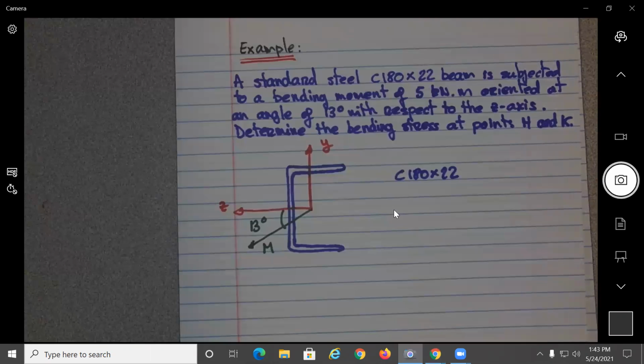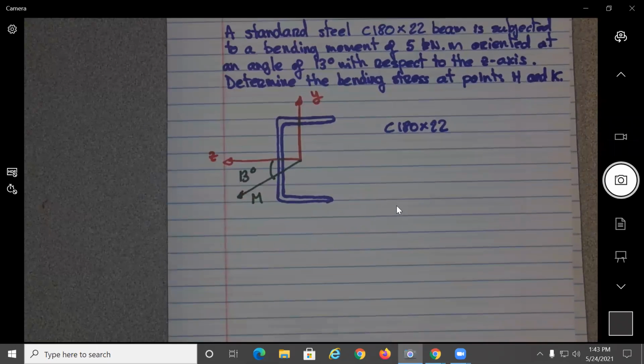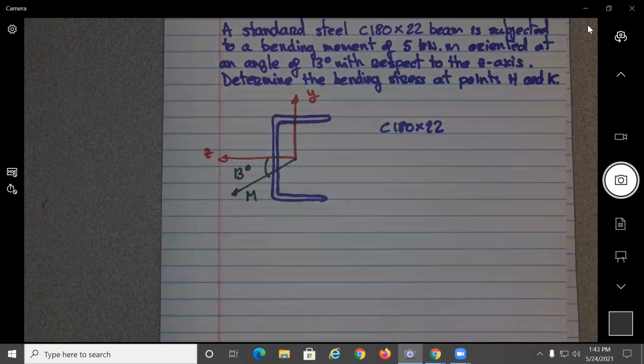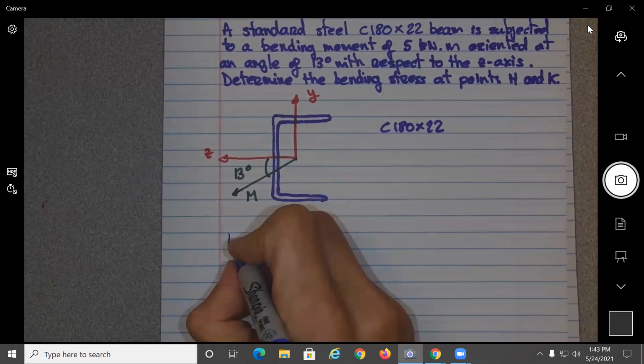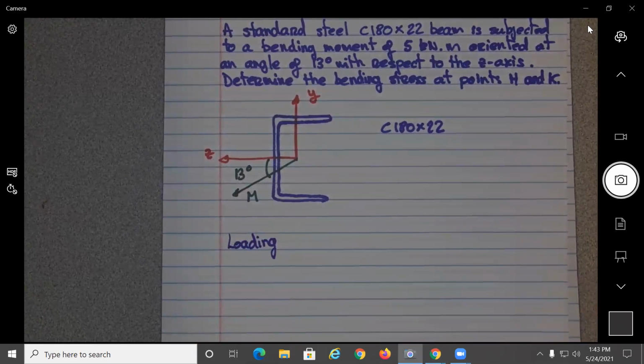Okay, so here we go. So the first thing we need to find is the loading. The first thing we do is find the loading acting on the cross section.